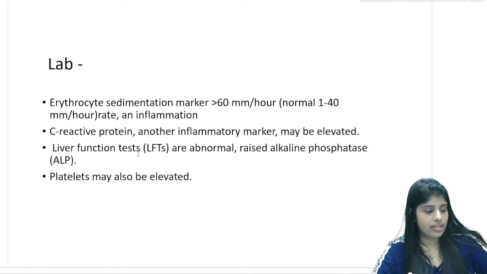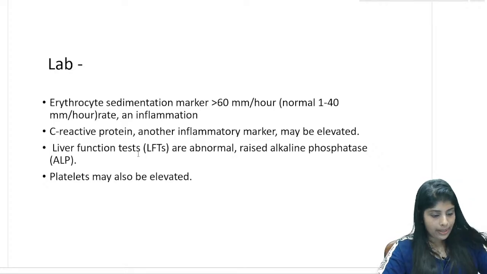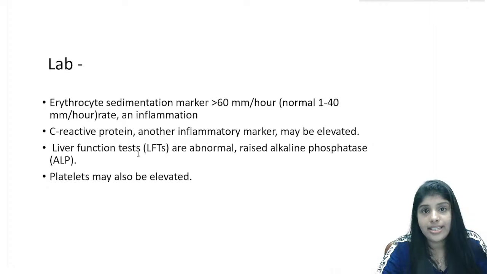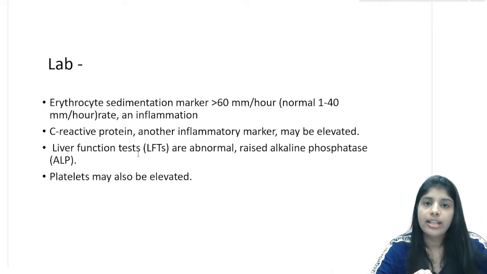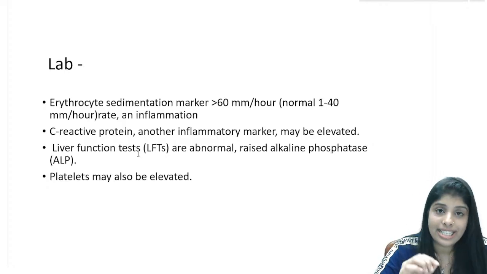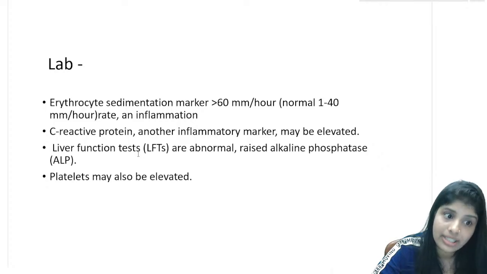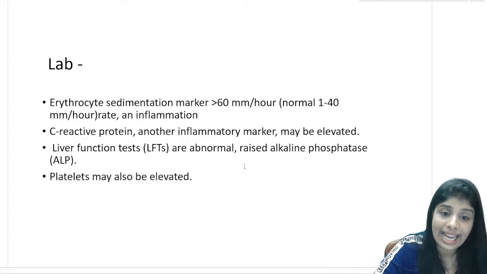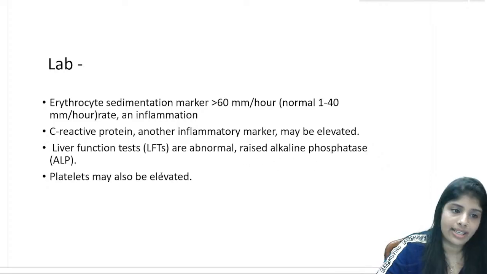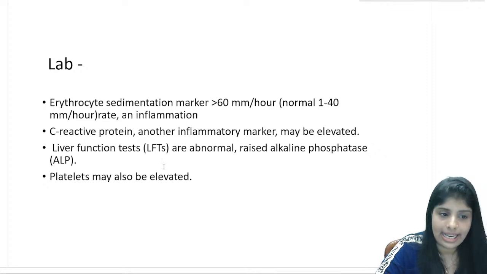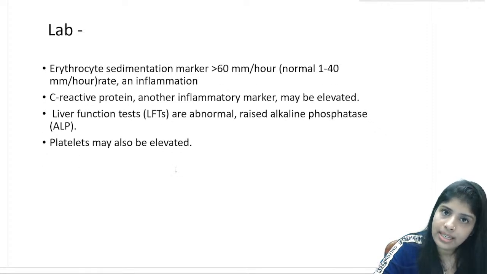Why is the liver function test abnormal? Because the cytokines that are released during this inflammation cause reactive cholestasis in the liver. There is a reactive cholestasis happening in the liver. That's why ALP, alkaline phosphatase, is increased. That is a cause of deranged LFT, and the platelets can also be elevated.